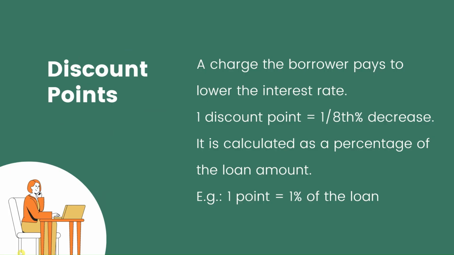Discount points. A discount point is a charge that the borrower has to pay in order to lower the interest rate. So, if we're lowering the interest rate by 1/8 of a percent, that's 1 point. 2 points will lower the interest rate by 2/8 of a percentage. And then, how much is the borrower going to pay? The borrower will be paying a percentage of the loan amount. So 1 point will be 1% of the loan amount, 2 points, 2% of the loan amount, and it goes on like that.